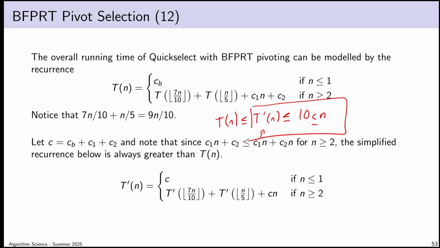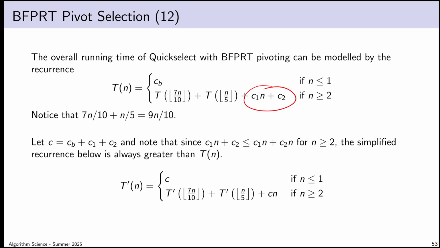The reason I'm going to do this is just to avoid some annoying semantics, because I would really like it if I don't have too much constant junk lying around. So I'm going to make T prime by condensing all the constants in T down into one thing. Let's make a new constant just called c. It's going to be CB plus C1 plus C2. Notice that that means that CB is definitely less than or equal to c. So if I put c in, T prime is greater than or equal to T.